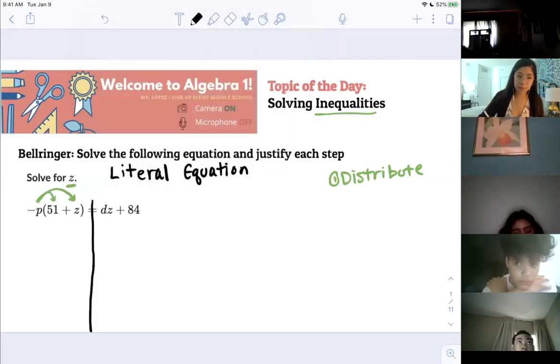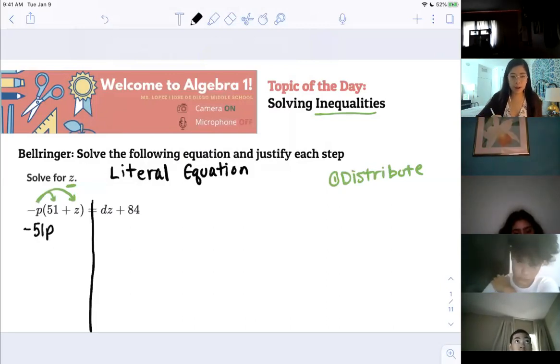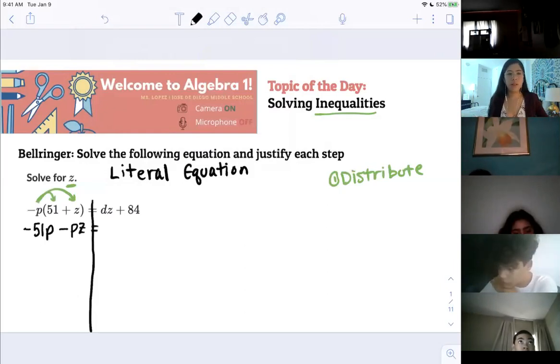So I have a negative p and 51, so that's going to become negative 51p. And then I have negative p times positive z, so we keep the negative, negative pz. So it's distribution, even though we have different variables, that's how it's still working the same way. We're distributing. Everything on the right stays the same.